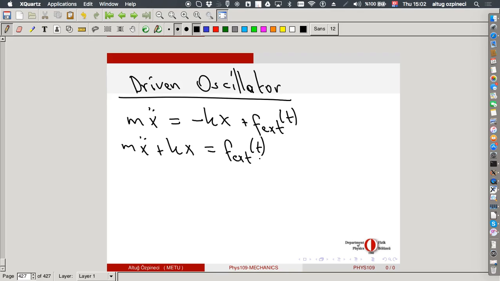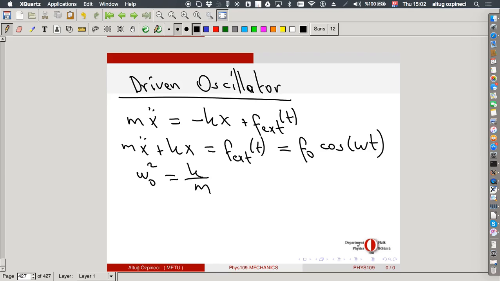Now just to make things a bit simpler, I will assume that this external force is also harmonic with frequency omega. This omega is just an arbitrary number. I will call omega 0 squared to be k over m. So this is the equation satisfied by my oscillator. There is an external force acting on it. Well, you can say that this is the equation for the pendulum. I is the moment of inertia, x is the angle, and this is the external torque that you are creating.